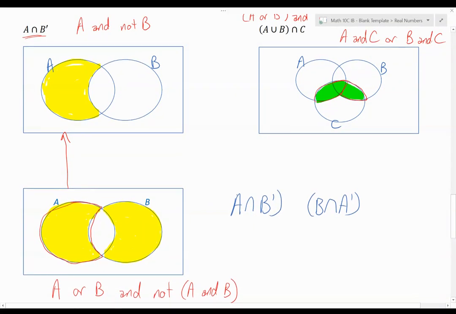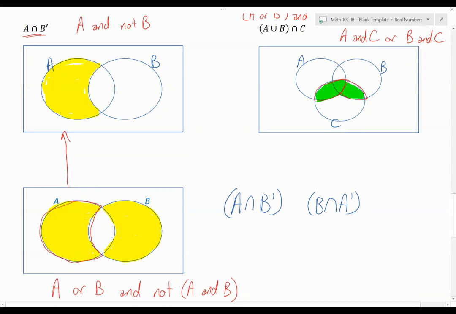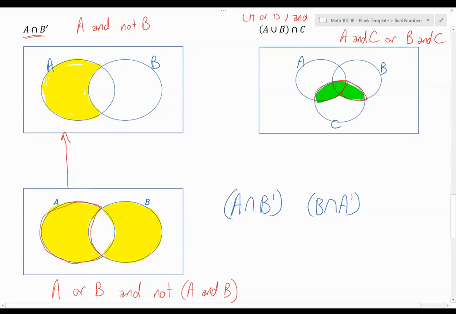So those are the two individual pieces of the diagram. Since I want to include either of those two pieces, this is now an OR. So A and not B, or B and not A is represented here.